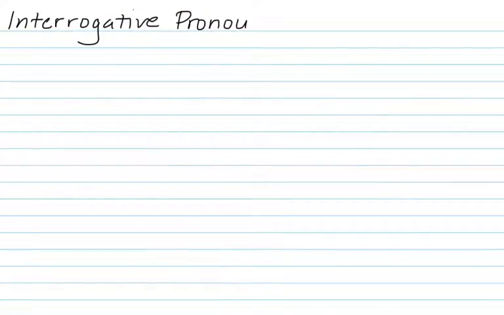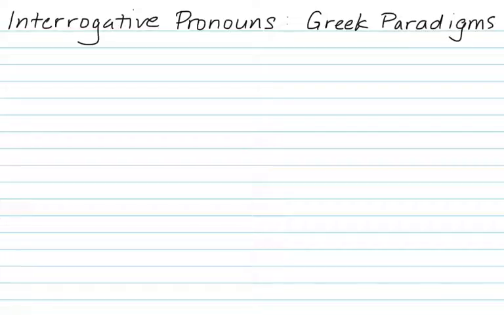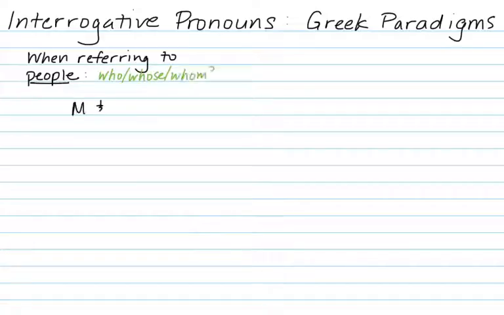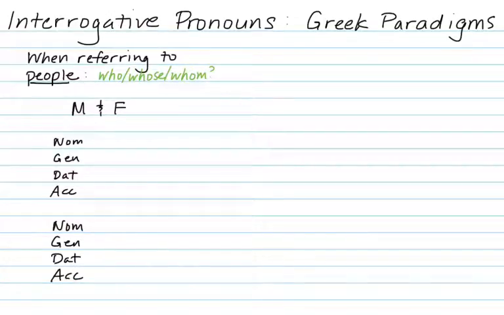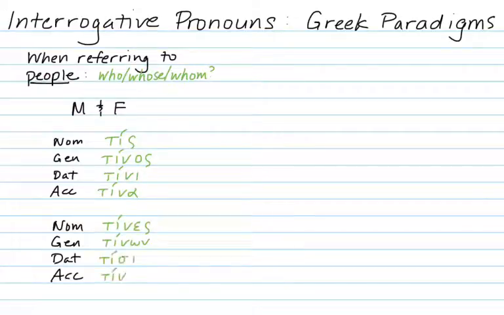Let's look at the form for the Greek interrogative pronoun. When you are referring to people, in English you use who, whose, or whom. In Greek, this is the masculine and feminine version of the pronoun. The two genders have identical forms. So here are our regular cases, and the Greek forms for the masculine and feminine interrogative pronoun are tis, tinos, tini, tina, tines, tinon, tisi, and tinas.